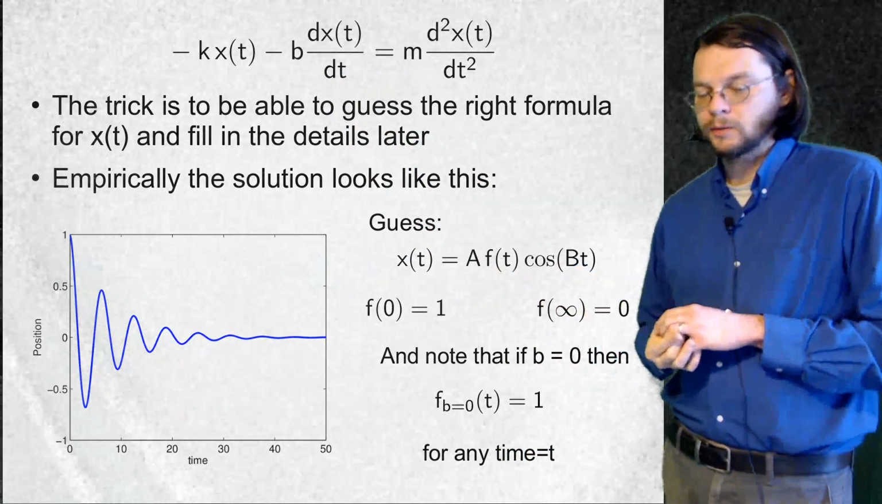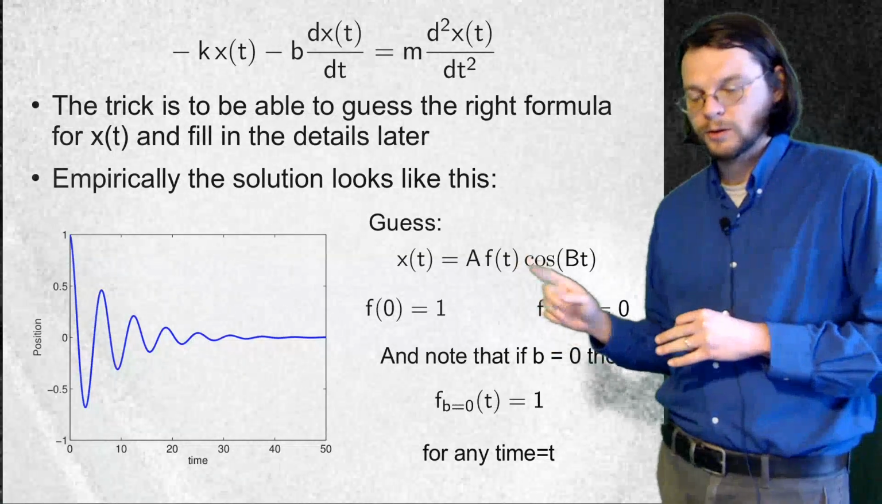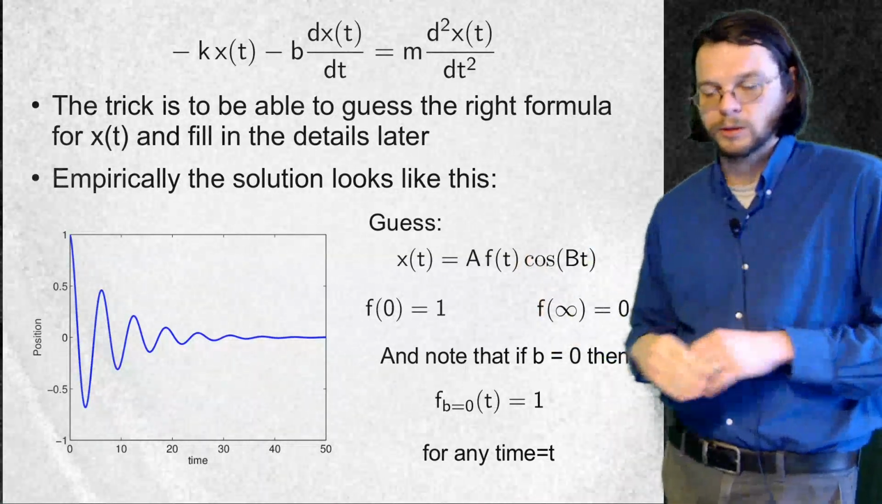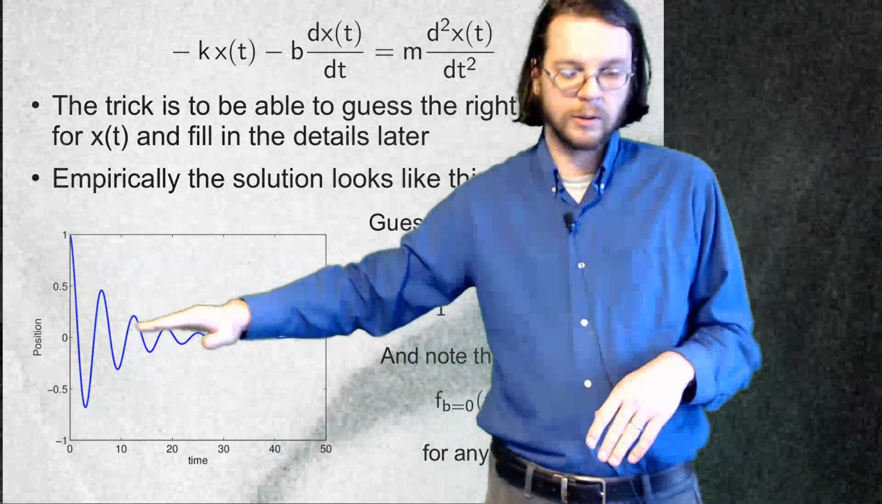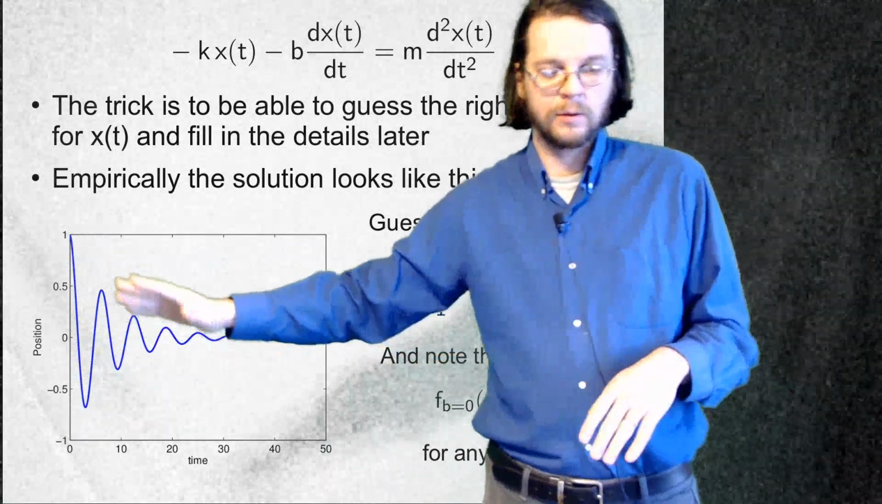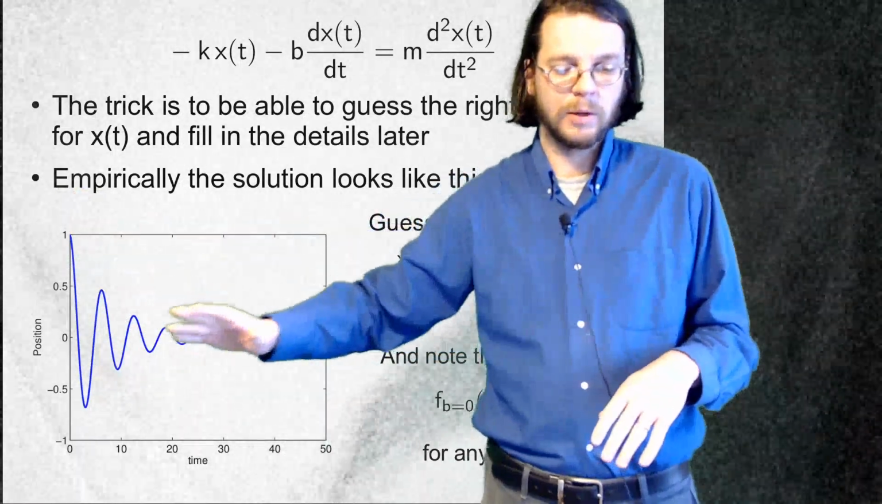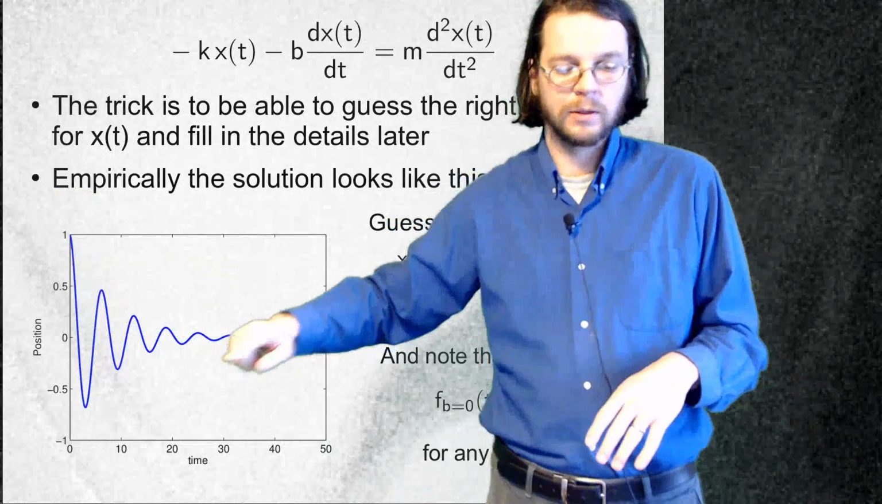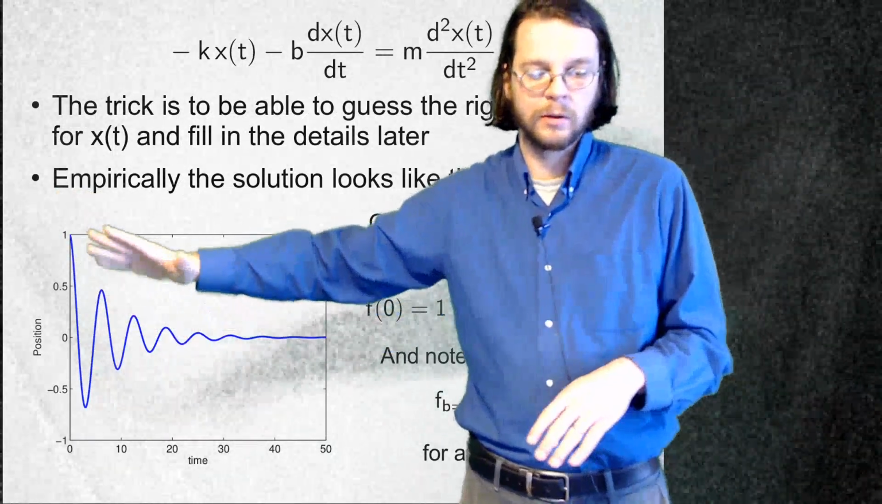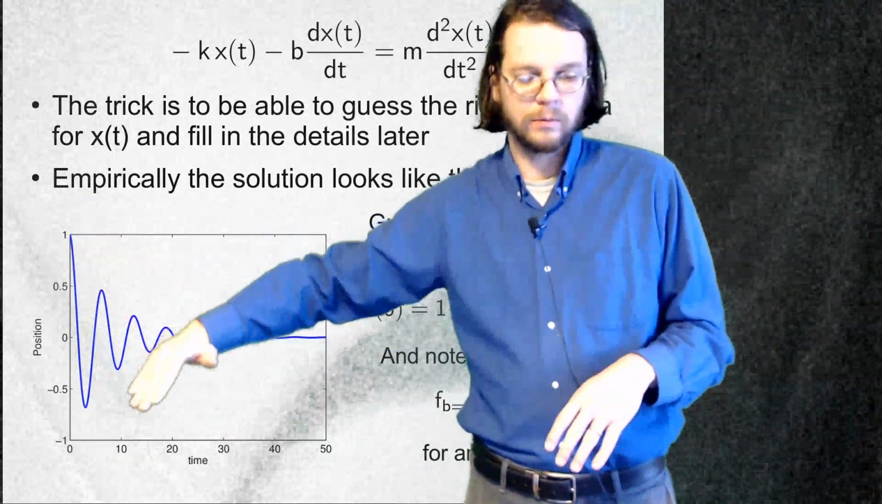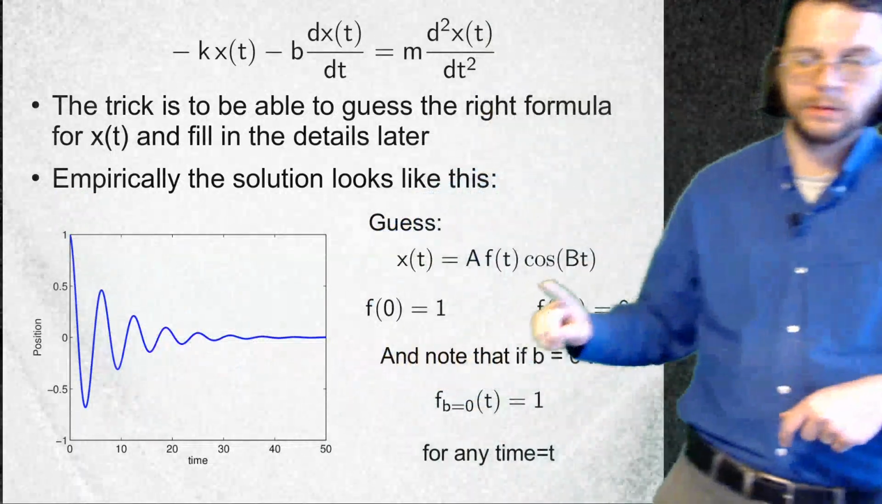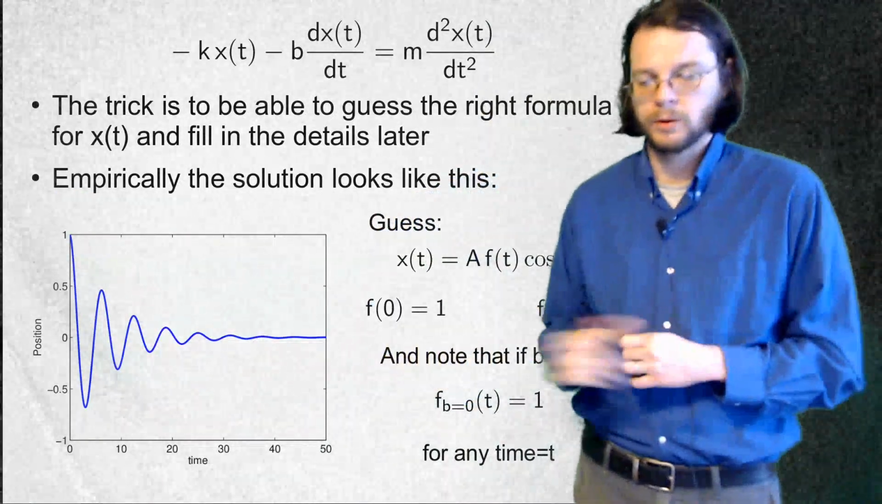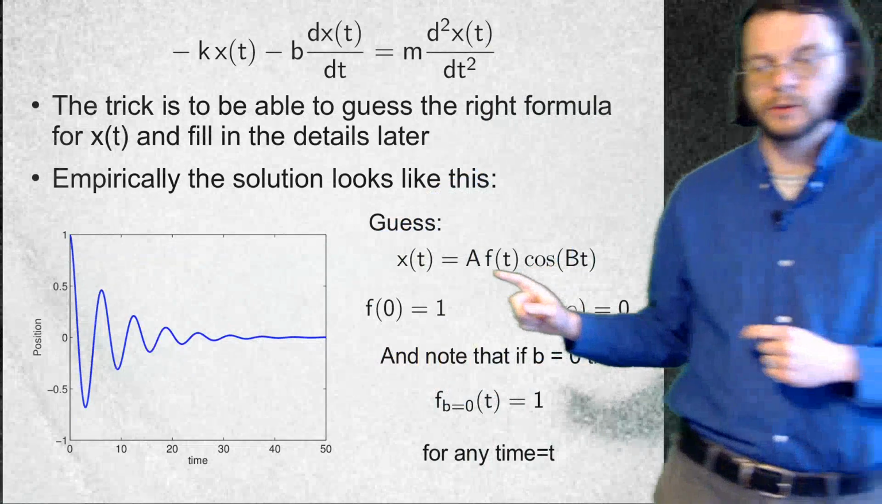So that's what we know about this function. This function is often called an envelope function because you can look at this curve and say that there's sort of a trend, like peak to peak there. There's this thing that wiggles between some function that is this f of t. So what we want to do is figure out what this f of t is.